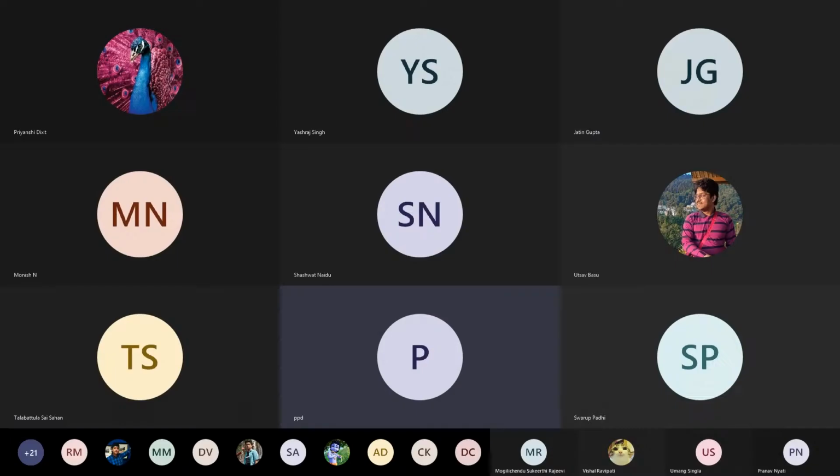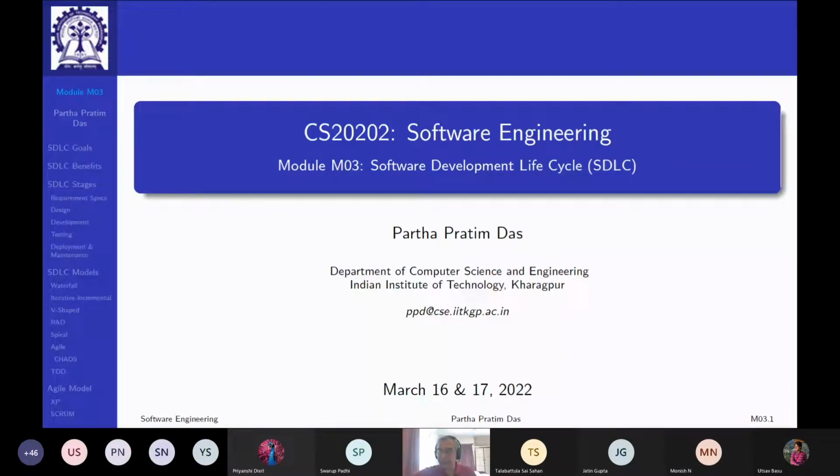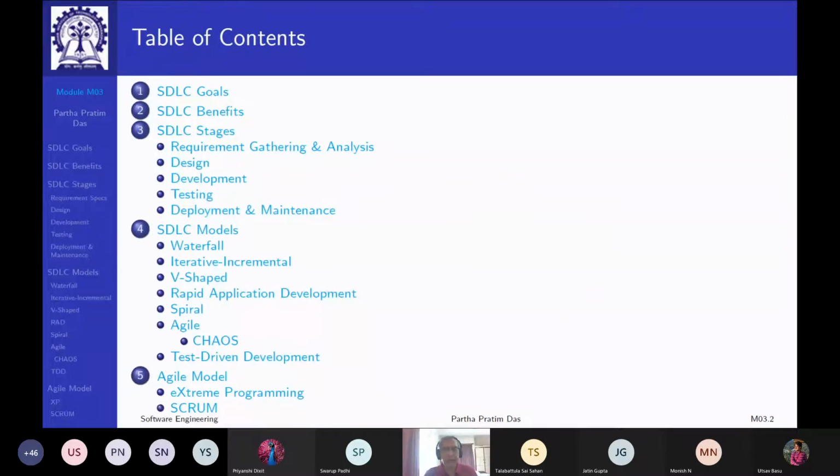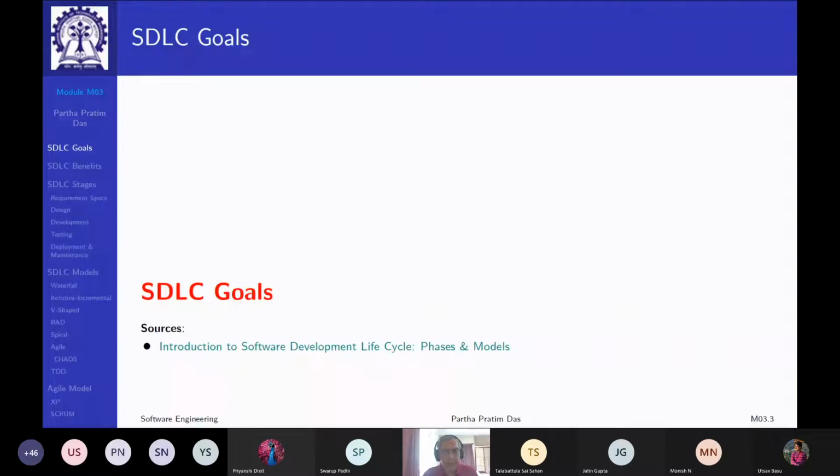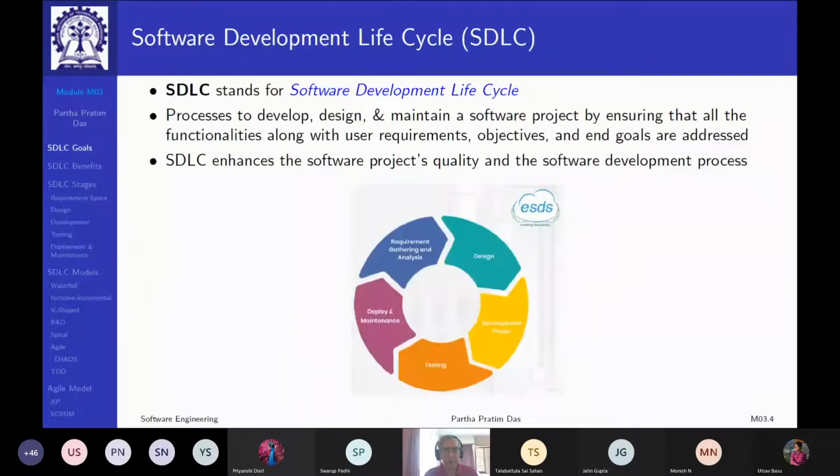Because if you do something which the customer really does not like or does not want, you don't get paid. So before we get into the SDLC definition, let me quickly try to identify or put before you what are the goals of SDLC. Why do we do SDLC?